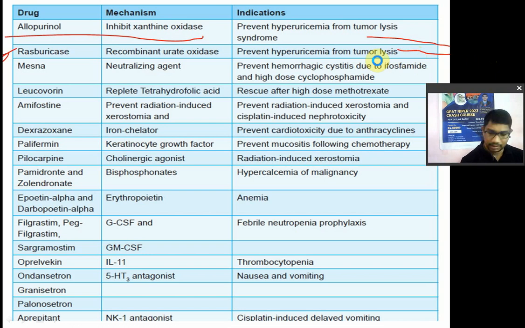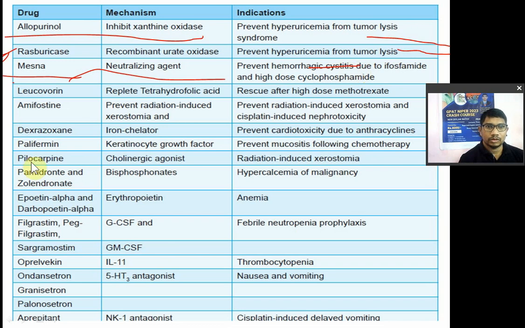ठीक है. मेस्ना एक ड्रग होता है. मेस्ना मतलब मर्कैप्टोइथेन सल्फोनेट सोडियम. Mercaptoethane sodium salt of sulfonate. So it is a neutralizing agent. It is used to prevent the hemorrhagic cystitis caused by cyclophosphamide or ifosfamide.